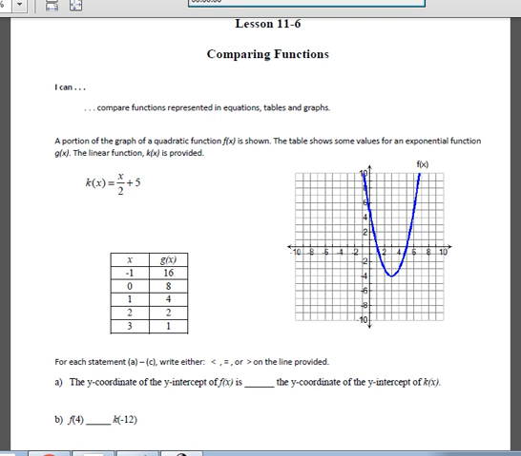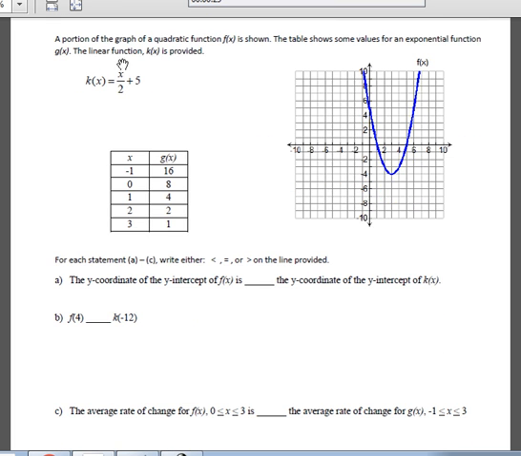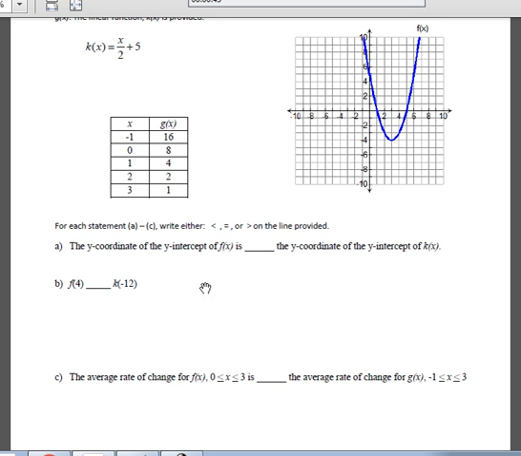Alright, so here we have an example. A portion of the graph of a quadratic function, f of x, is shown. The table shows some values for an exponential function, g of x, and the linear function, k of x, is provided. So they give us the rule, the graph, and the table. For each statement, A through C, so we got three problems here, write either less than, equal to, or greater than, in the line provided. So we're going to be doing some comparison.